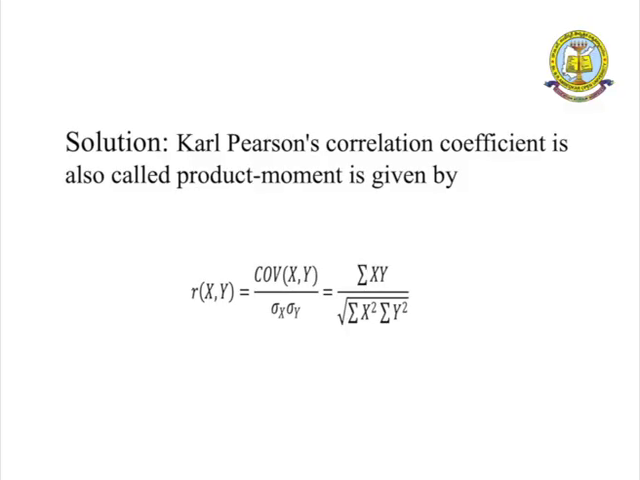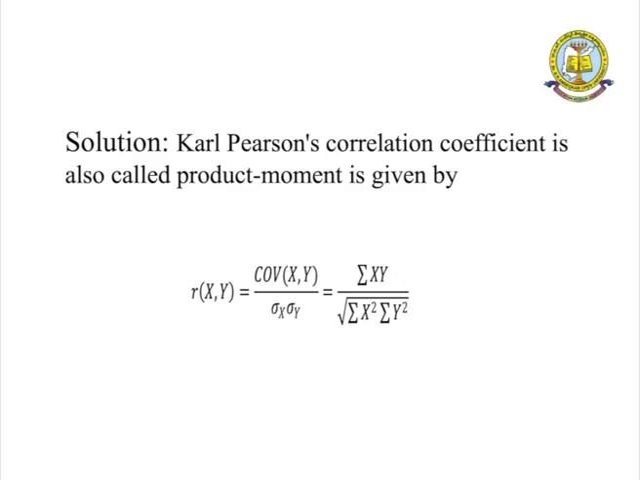We can use it for getting the correlation of the above data set. For that, the Karl Pearson correlation coefficient is also called the product moment. Another name of the Karl Pearson correlation coefficient is what? Product moment. It is given by R of x comma y is equal to covariance of x comma y divided by standard deviation of x into standard deviation of y.